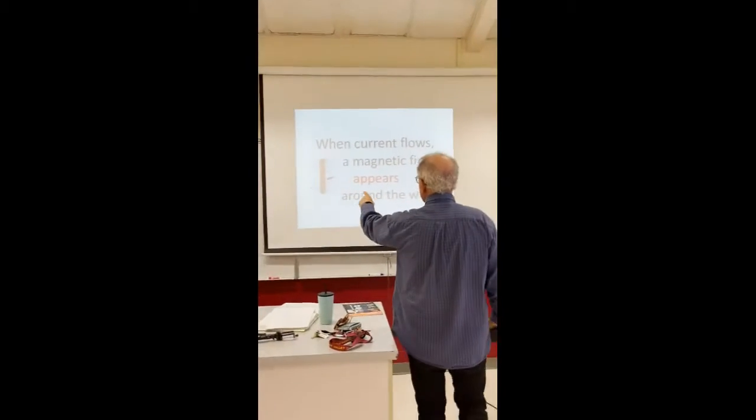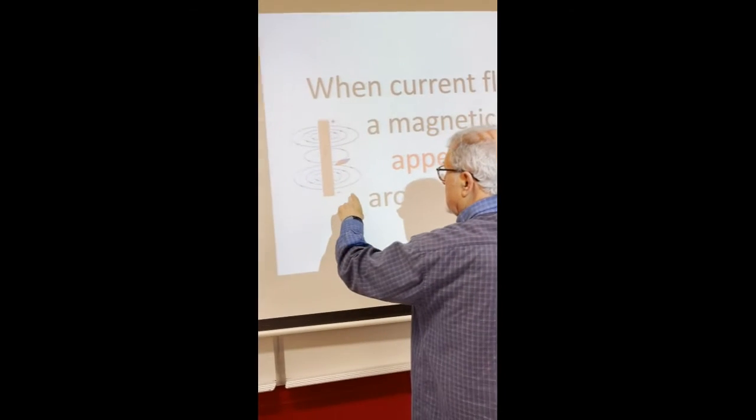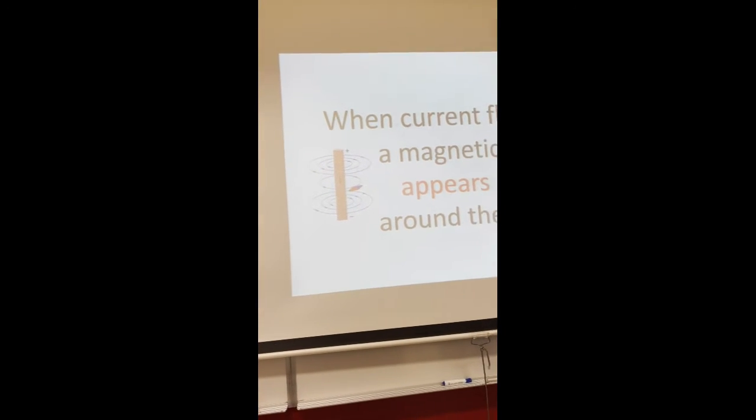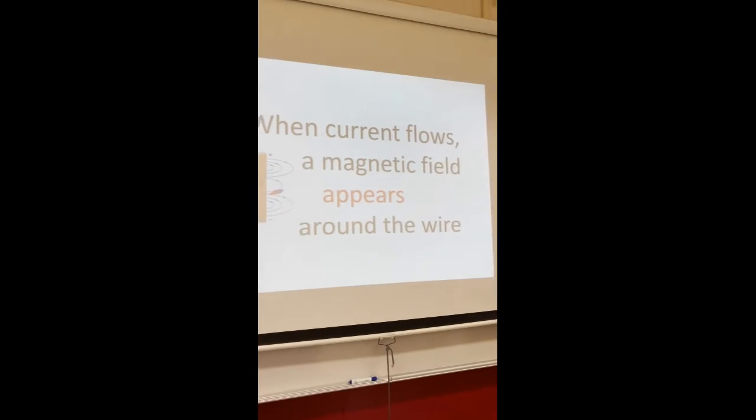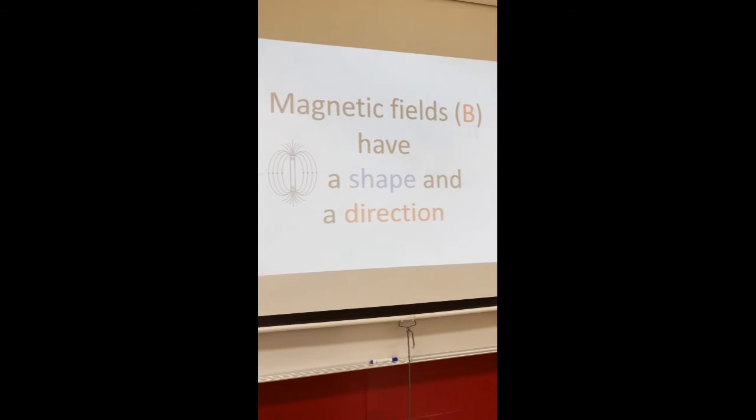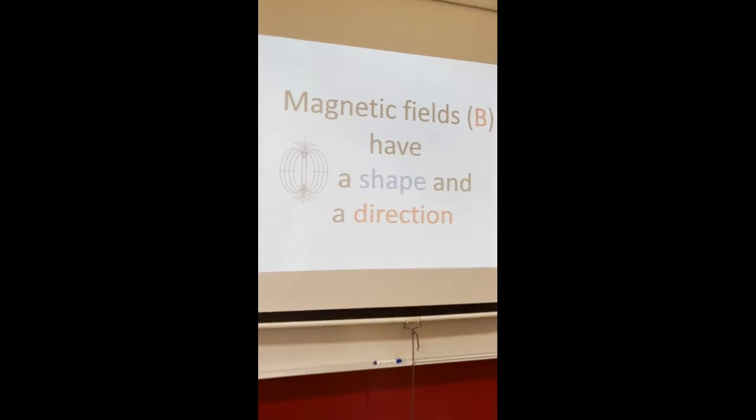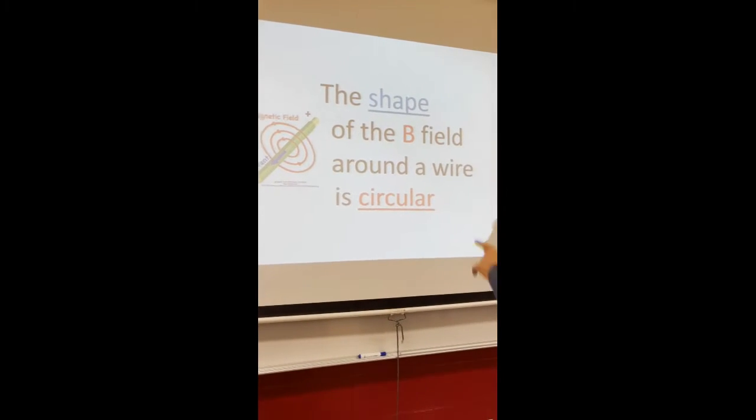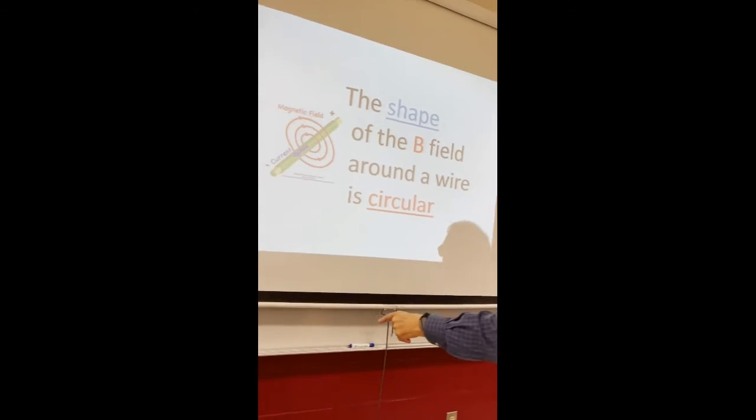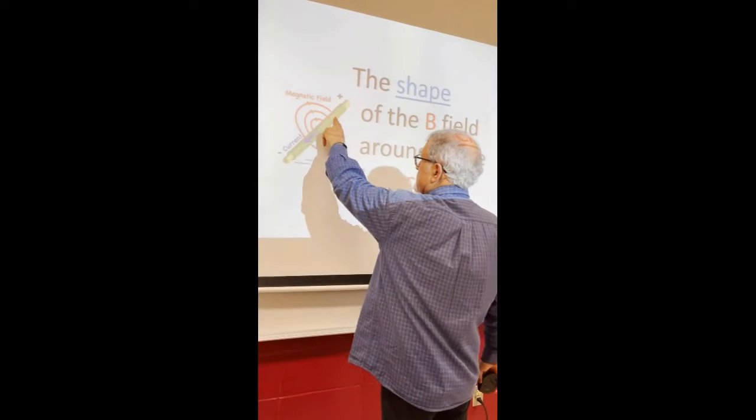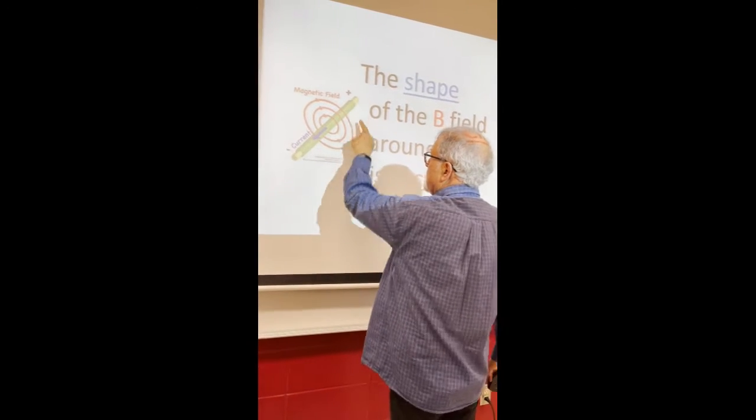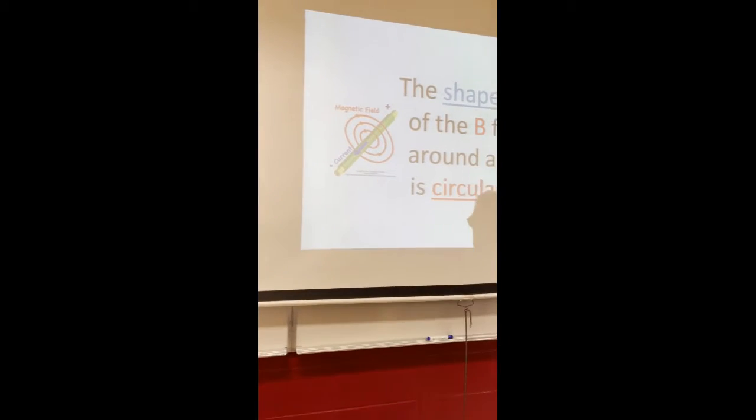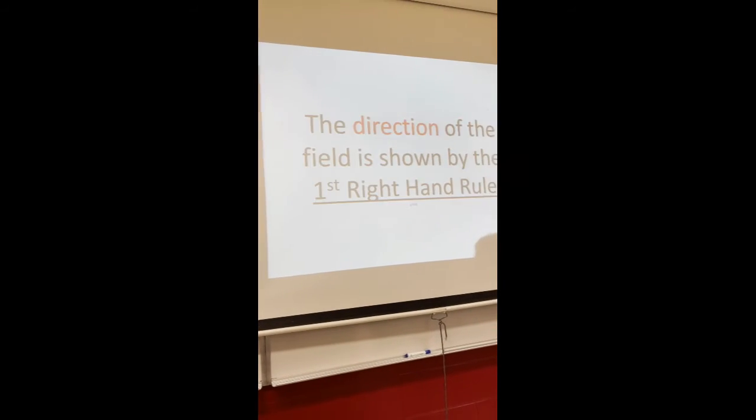And here's a compass needle. Okay, magnetic fields have a shape and a direction: out of the north and into the south. The shape of the magnetic field B around a wire is circular. So you've got current going this way from the positive to the negative, so this is conventional current, and you've got a magnetic field that's circular around the wire. So that's the shape of the thing.